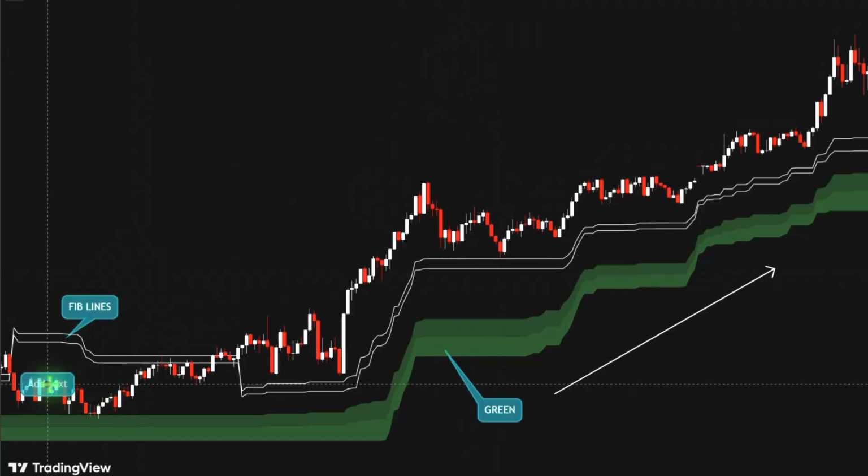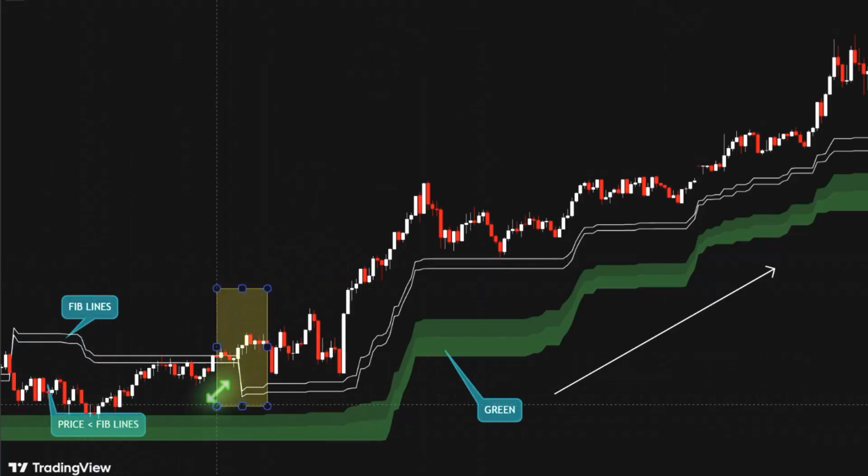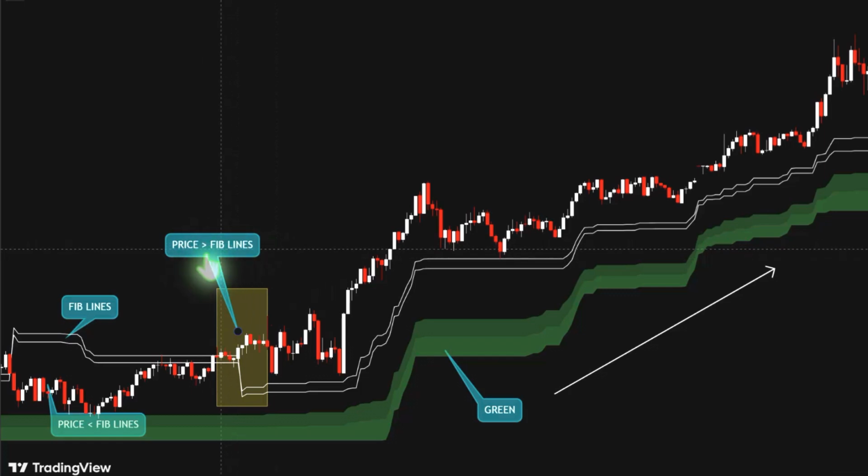Now look closer at the price candles right here. See how they're actually below the Fib lines in this specific spot. Even though the background is green, we're not just blindly buying yet. What we gotta wait for is for the price to actually make a move and punch above the Fib band. See, it happens right here with this candle. That's the breakout, the bullish cross above those Fib lines. That's our official buy signal with this strategy, a potential chance to make some money.